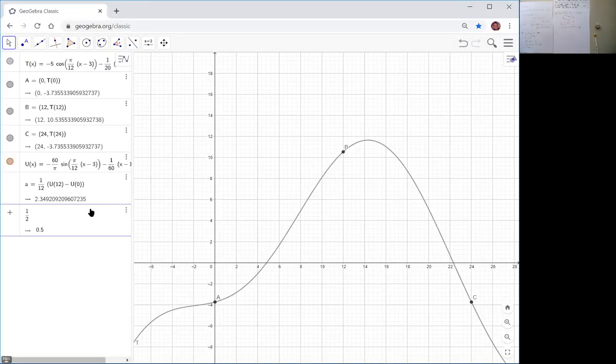A 12th of u24 minus u12, which is 6.8508 approximately.